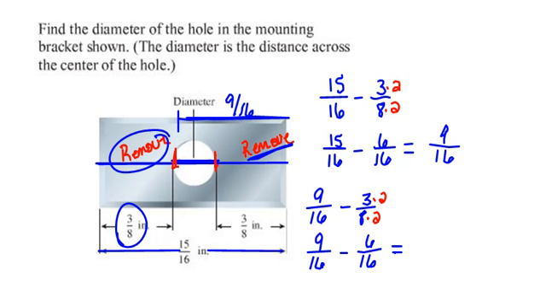Now we can subtract. 9/16 minus 6/16 would be 3/16. That tells us that this little area right in here is 3/16 units long. Well, in this case it would be inches.